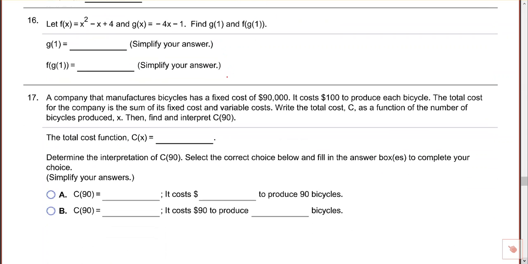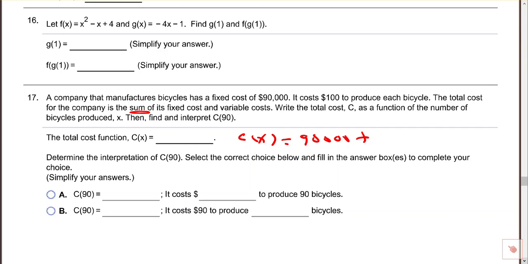Well, let's look at number 17 before we go. Number 17 says we have a company that manufactures bicycles and has a fixed cost of $90,000. It costs $100 to produce each bicycle. The total cost for the company is the sum of its fixed cost. Sum means addition. So we're adding the fixed cost of $90,000, and let's write this over here: the sum of the fixed cost plus the variable cost. Write the total cost C as a function of the number of bicycles produced, X.